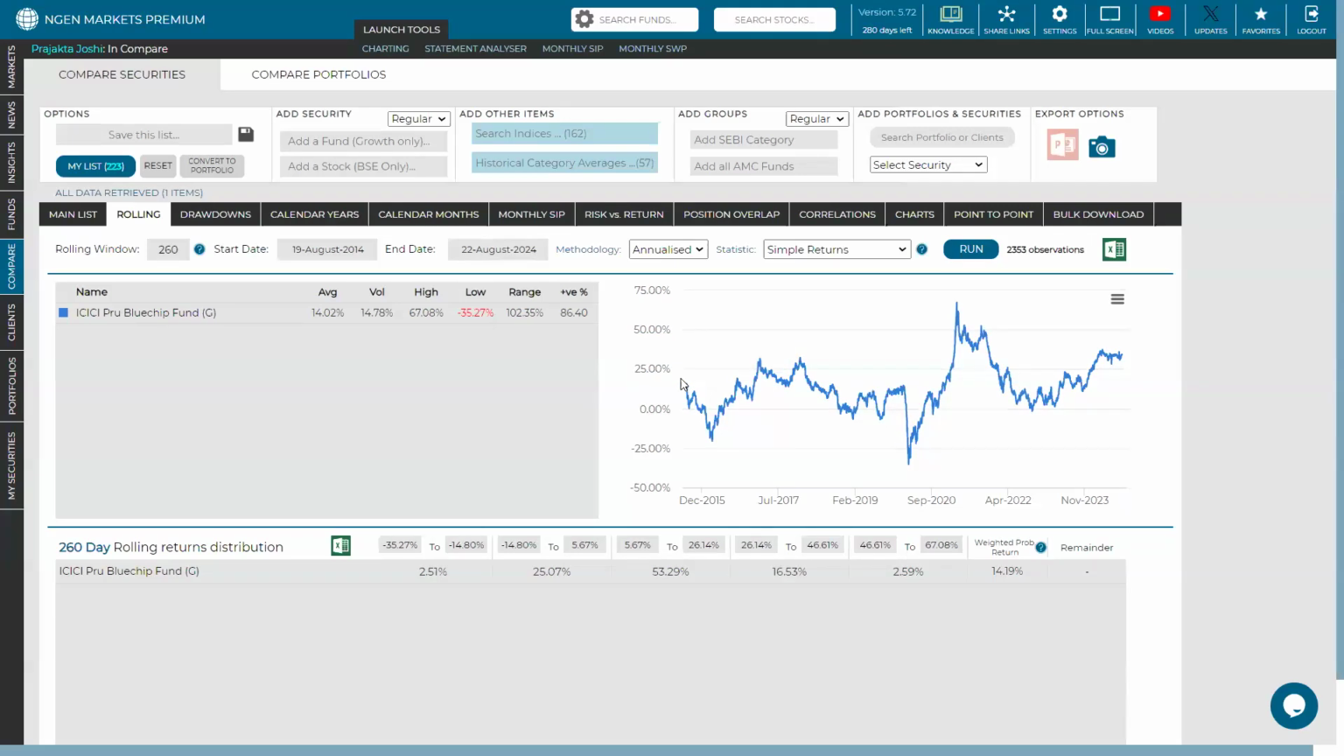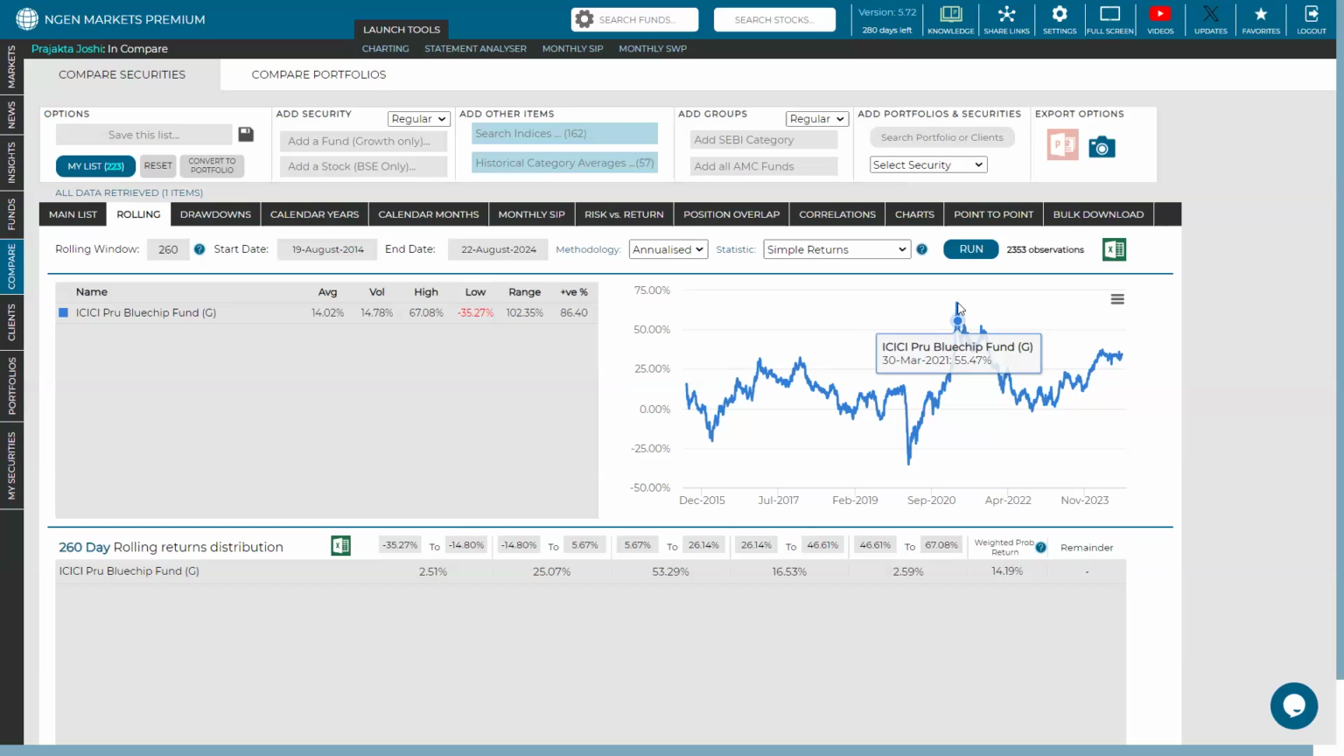Similarly, if the investor would have stayed invested somewhere around this time period, right? That's typically, one second, if you want to check the peak, you can try to hover here. So that's the luckiest when the investor would have gotten, when the return from this particular fund would have been 67.08%. So let's try to locate that. So if the investor would have invested exactly 260 days prior to that particular day, then the return that the investor would have generated from this particular fund would have been the highest, that's 67.08%.